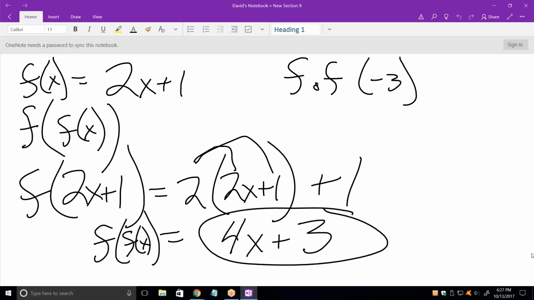So if you want to figure out what f of f of negative 3 is, what's the answer? We'd have to substitute negative 3 in for the x spot, right? Yep. So it'd be 4 parentheses negative 3 plus 3. Correct. Should get negative 12 plus 3, which is negative 9. Okay. Negative 9.